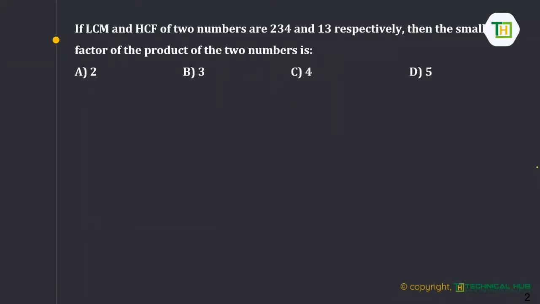Yeah, so now see the first question. If LCM and HCF of the two numbers are 234 and 13 respectively, then what is the smallest factor of the product of the two numbers? So what is the given data here? LCM of the two numbers is given 234 and HCF of the two numbers also given 13. So we know that product of LCM into HCF is equal to the product of the two numbers.